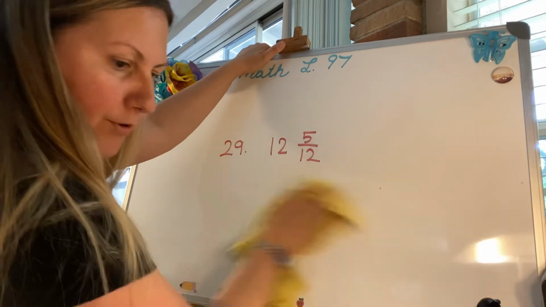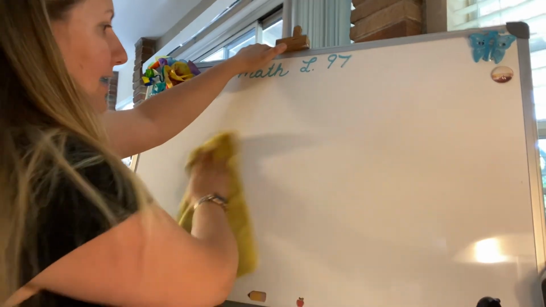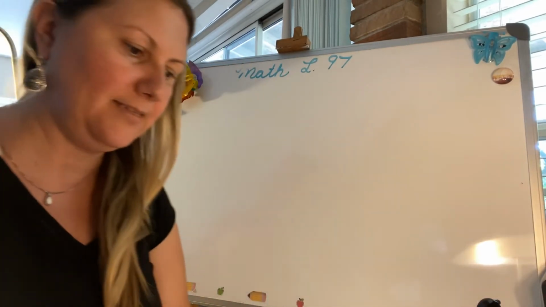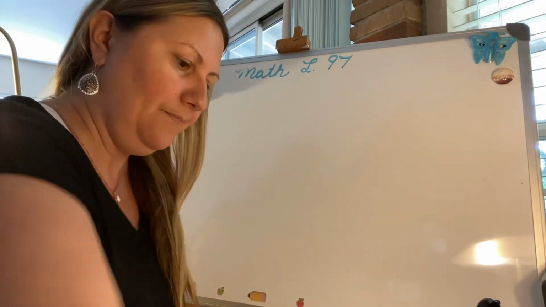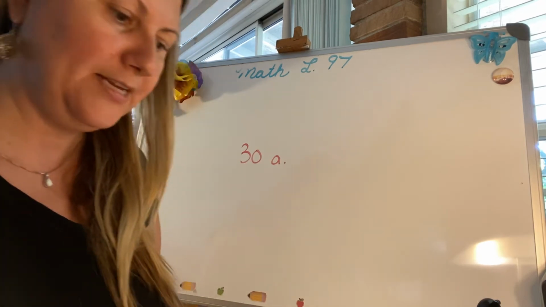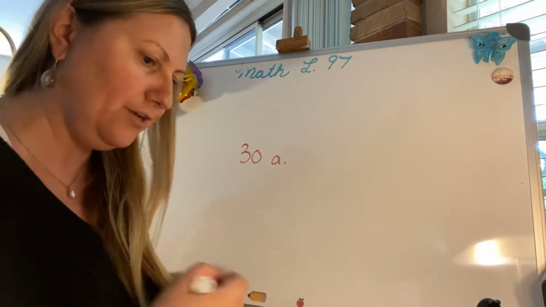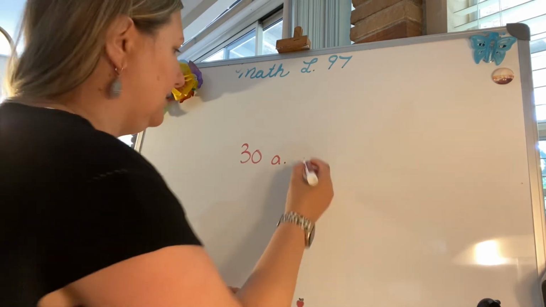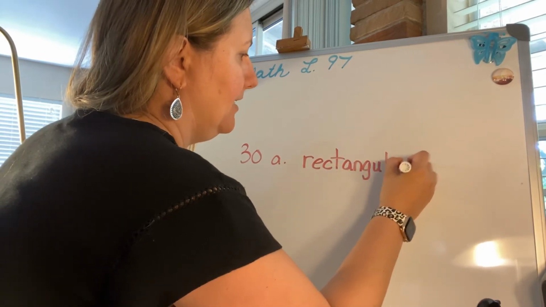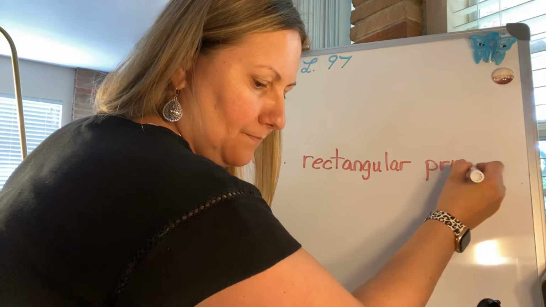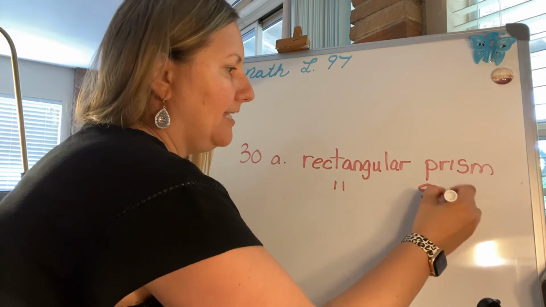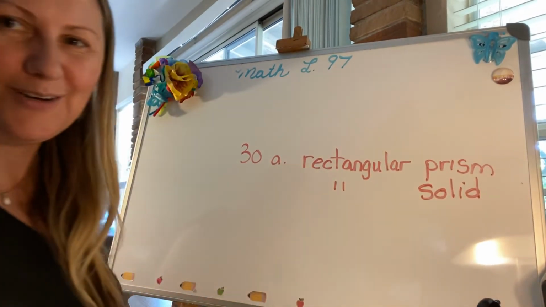And lastly, we have number 30, which again has to do with this lesson that we didn't get to cut up shapes and glue them back together this year. Question 30A says, what is the geometric name for the shape of a cereal box? And we know that it is a rectangular prism. Another way we could call this is a rectangular solid, and I'll just give you that answer.